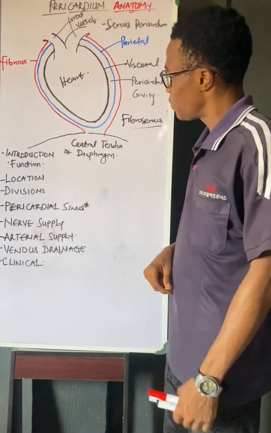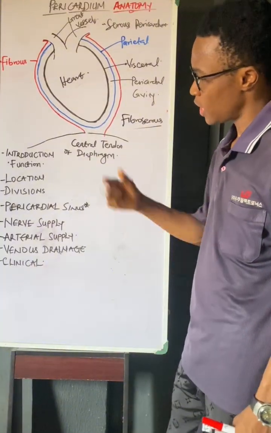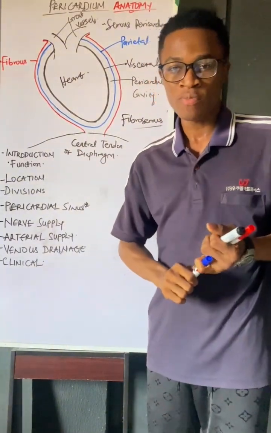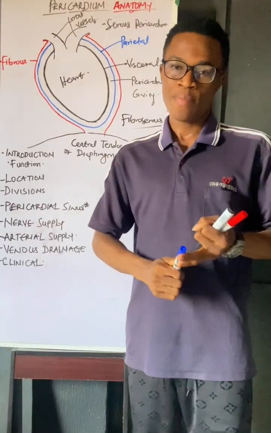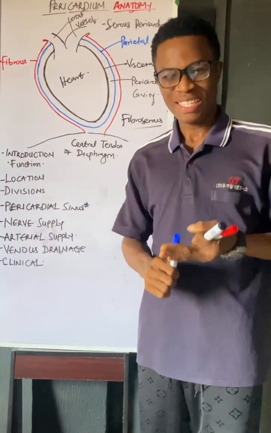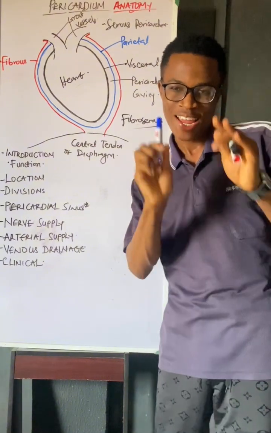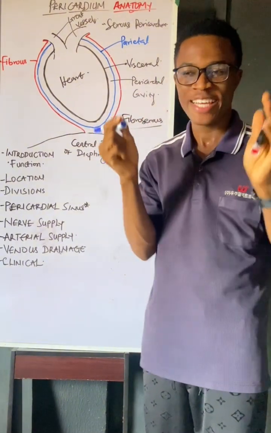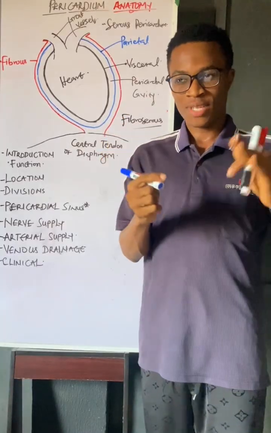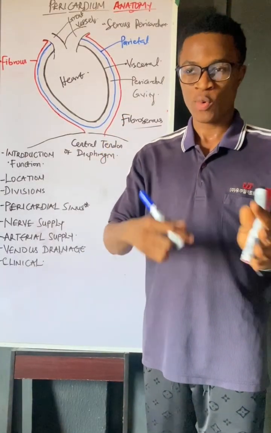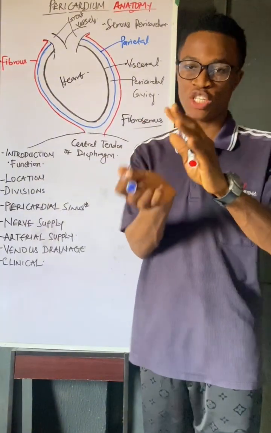With that being said, you can say that their function, number one, it can limit the movement of the heart. Number two, prevent excessive cardiac distension. Number three, it can serve as a lubricating container in which its contents help to lubricate the heart, helping it to move in order without one part touching the other.